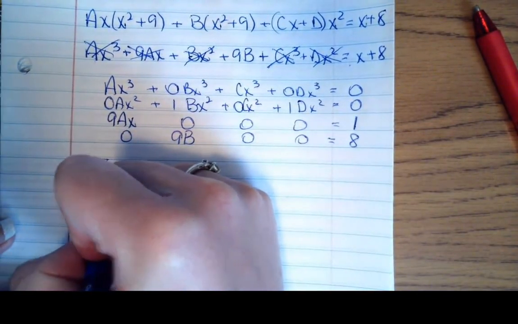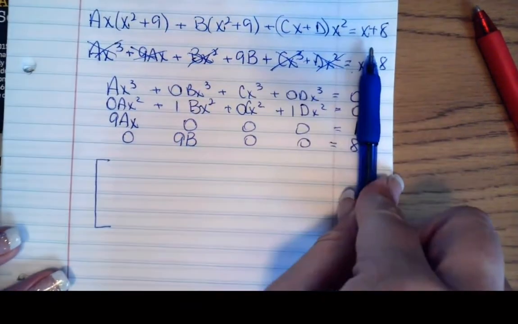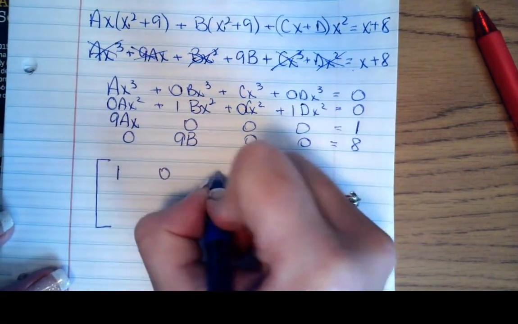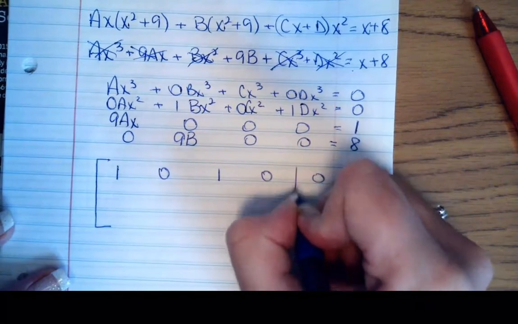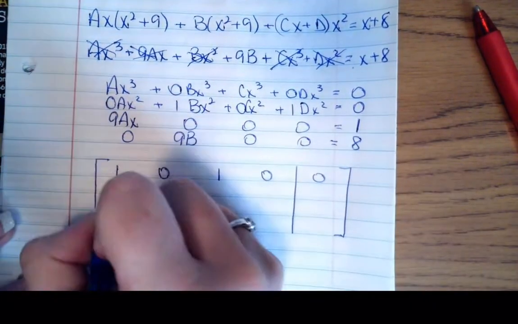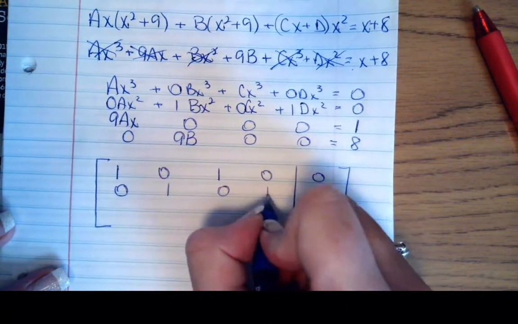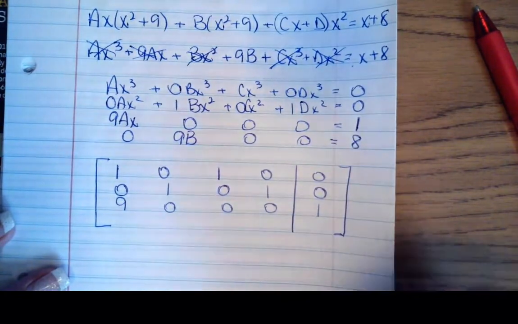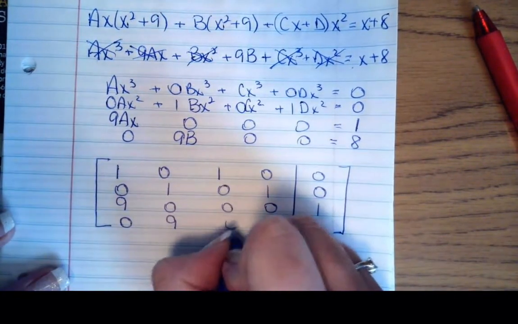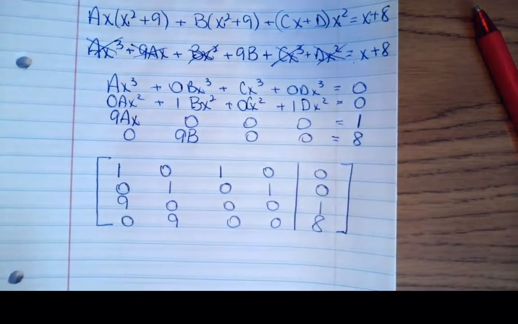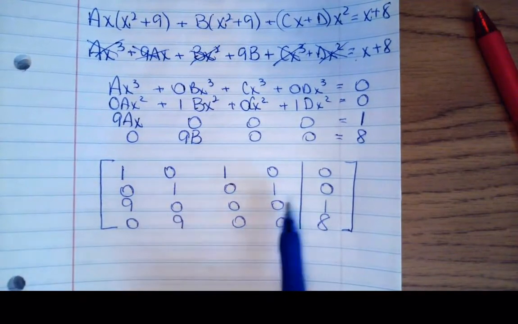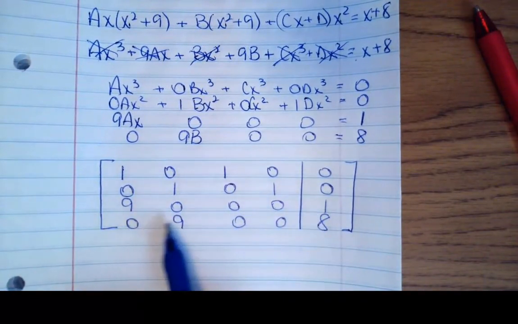So we've got 4 rows, and we've got 5 columns. Okay, so what are my coefficients? I've got 1, 0, 1, 0, 0. And then my second row, I've got 0, 1, 0, 1, 0. Then I've got 9, 0, 0, 0, 1. And then I've got 0, 9, 0, 0, 8. So if you'll notice, you've actually already got 2 answers. Because if I divide this entire row by 9, then a single a will be 1/9. If I divide this entire row by 9, then a single b will be 8/9.